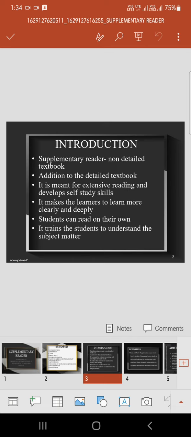It is an addition to the detailed textbook. It is meant for extensive reading and to develop self-study skills. Supplementary reader makes the learners learn more clearly and deeply. Students can read on their own. It trains the students to understand the subject matter.